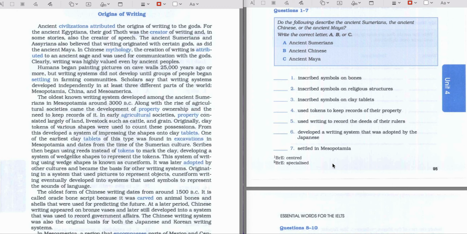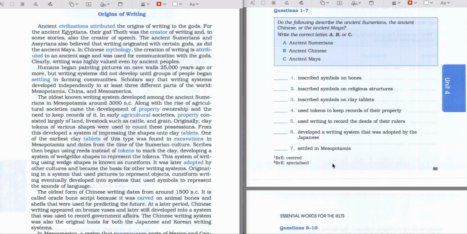Please be careful and read the task and try to understand what exactly they ask you to do. So let's read the task. Do the following describe the ancient Sumerians, the ancient Chinese, or the ancient Maya? Write the correct letter A, B, or C. A is ancient Sumerians, B ancient Chinese, and C ancient Maya. So let's read the first question.